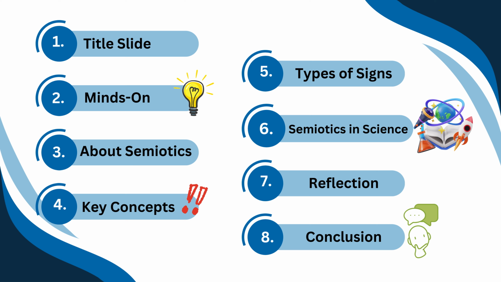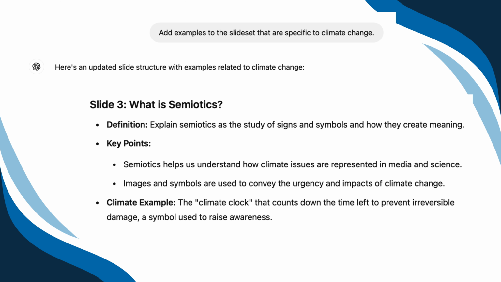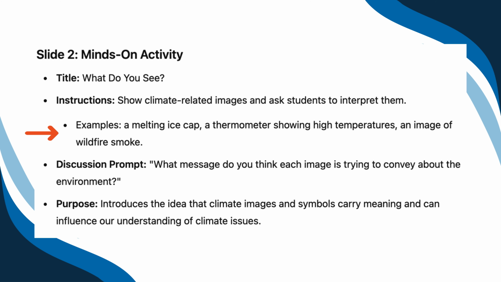We can then continue the conversation with ChatGPT and ask it to remove this extra information on the types of signs. Through this lesson, our aim is to show students how semiotics shapes their understanding of the world. Using a real-world example of climate change will help them reflect on their perceptions and consider who defines the meanings of the signs and symbols related to climate change. The revised slide set also includes a minds-on activity that encourages meaningful reflections on these symbols.